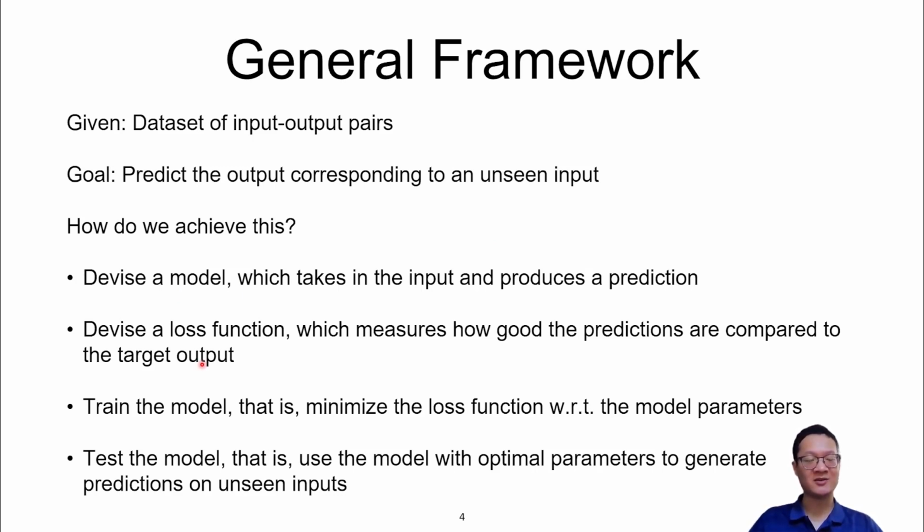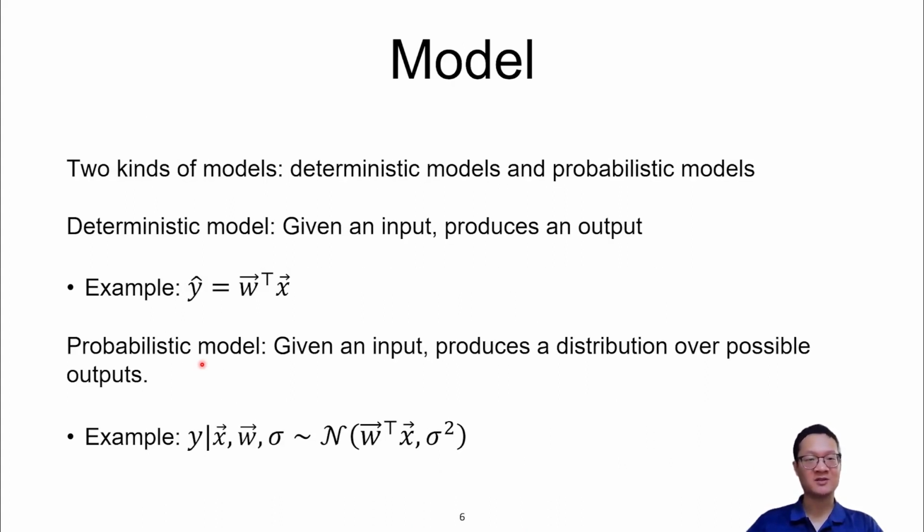Okay, so now let's take a look at each of the steps. First, devise a model. We talked about two kinds of models, deterministic models and probabilistic models. In the deterministic model, given an input, we produce an output. In the probabilistic model, given an input, it produces a distribution over possible outputs. An example of the deterministic model is the simple linear model here. We have seen other ones such as the neural network, the multi-layered perceptron. For the probabilistic models, the output is actually a distribution, for example, a normal distribution with a mean of W transpose X and a variance of sigma squared.